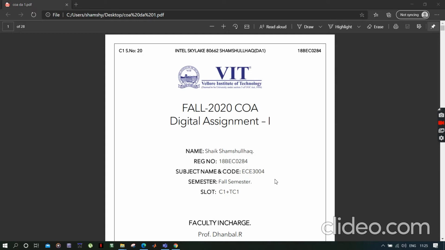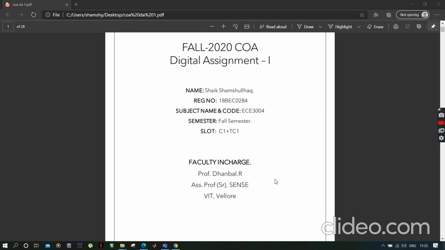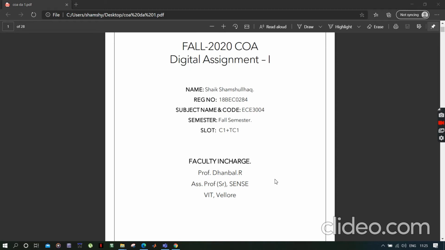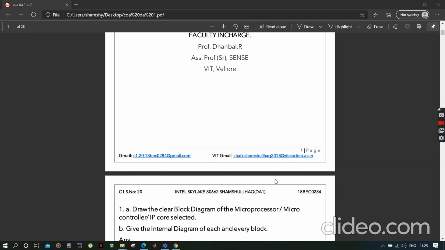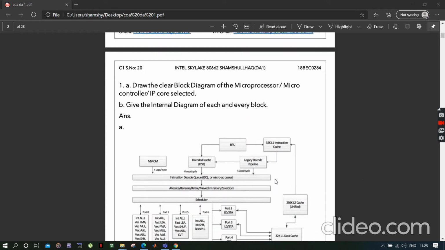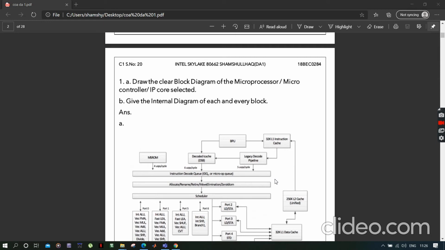My registration number is 18BEC0284. I am from C1 slot and my serial number is 20. The digital assignment is given by Professor Danbala, and here we go. These are the questions. I'll come one by one.